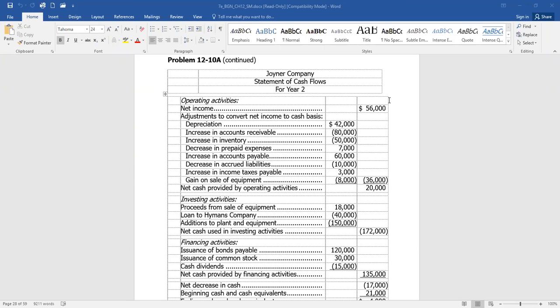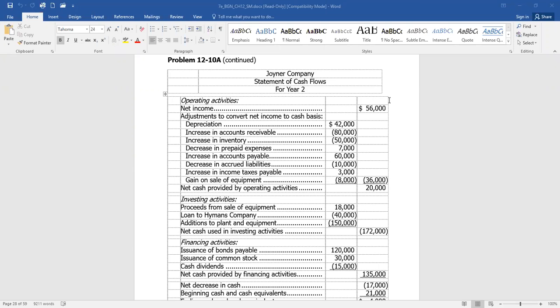Now, the next major area we're going to deal with are long-term assets, property, plant, and equipment, loan to Hyman's Company. So they tell us on the bottom that the equipment had a cost of $40,000 and they sold it. They sold it for $18,000. So they come right out and say, we got $18,000. So you put that right there, proceeds from the sale of the equipment. So what kind of money did you bring in or spend on investing activities? Well, we brought in $18,000 from selling that equipment.